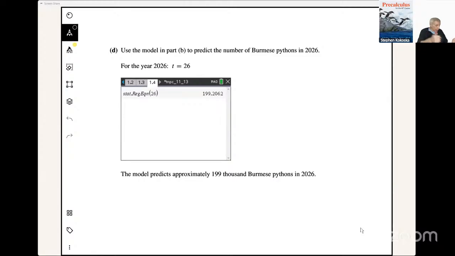But that's what we often do. We expect circumstances to remain the same. And so you can see this variable that the regression equation is stored in, and I evaluated it at 26. So my model predicts that there will be approximately 199,000, holy Toledo, Burmese pythons in 2026. Wow.